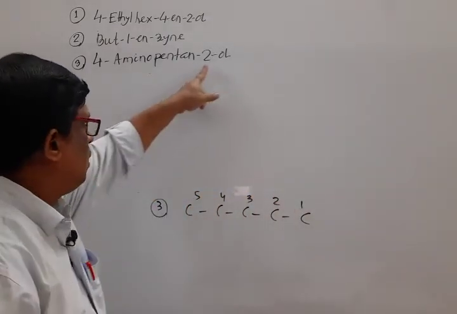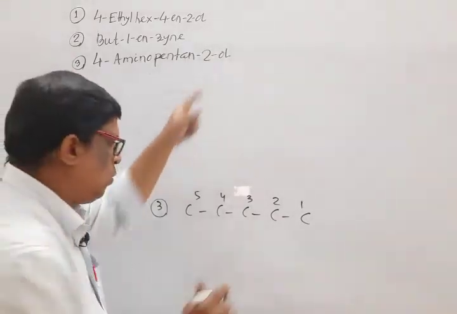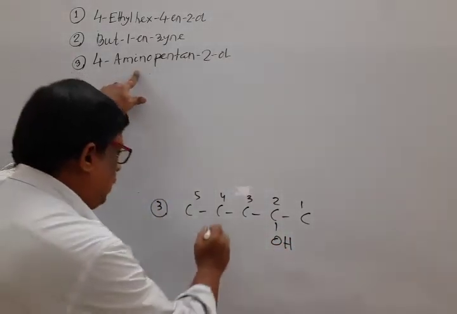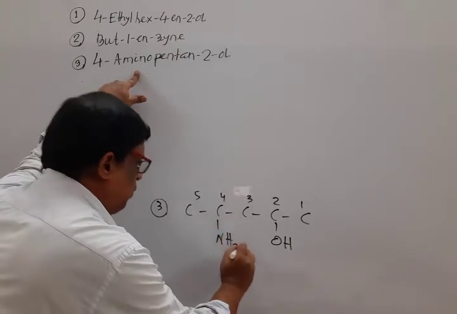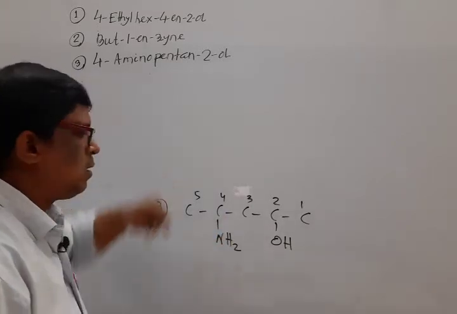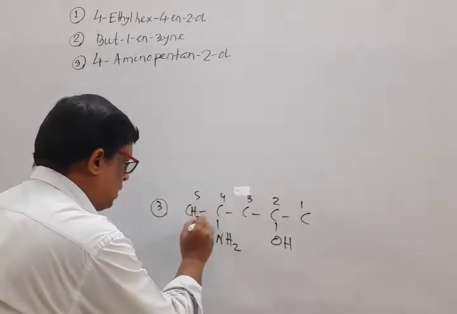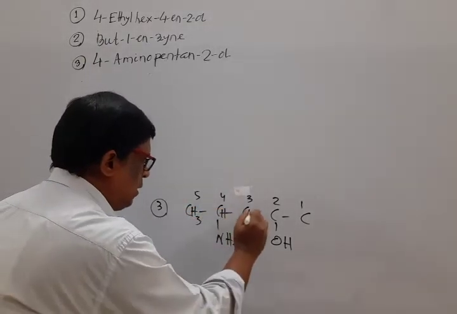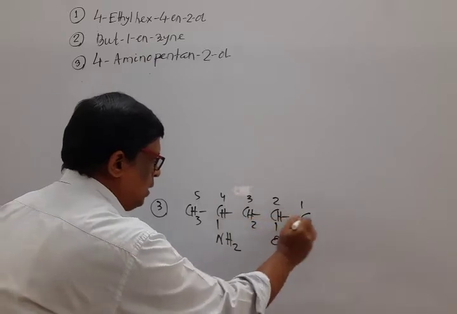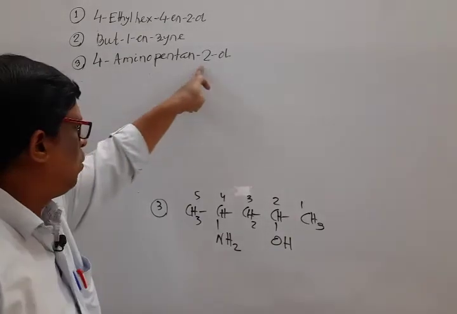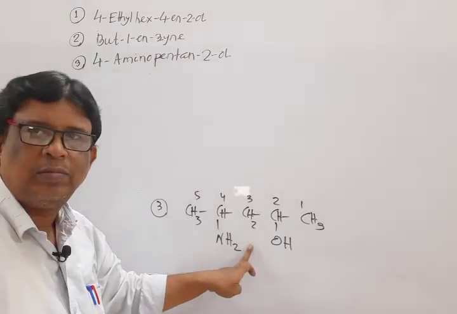Next, 2-ol. The functional group at the 2 position is alcohol. Next, 4-amino: at the 4 position, an amine group, NH2. Finally, satisfy the tetra covalency. It is CH3, CH, CH2, CH, CH3. This is known as 4-aminopentan-2-ol.